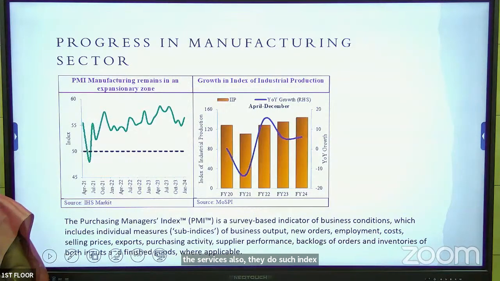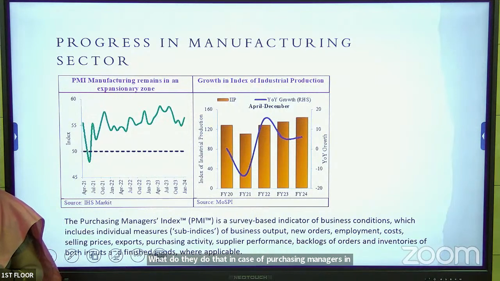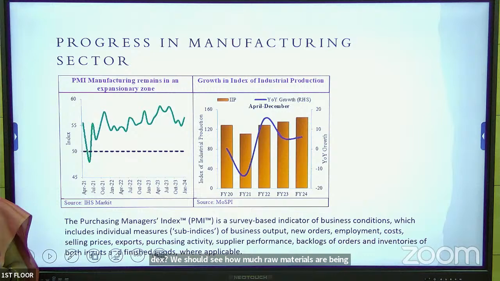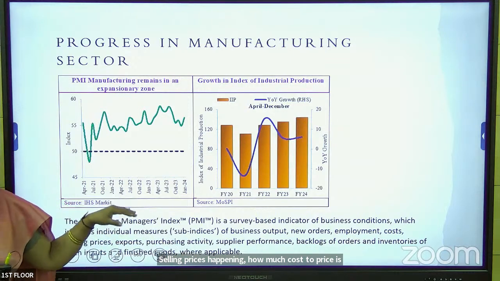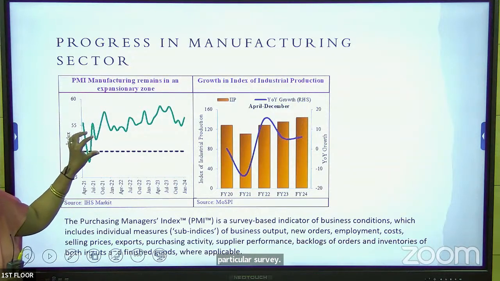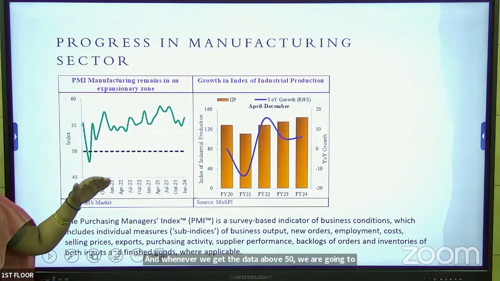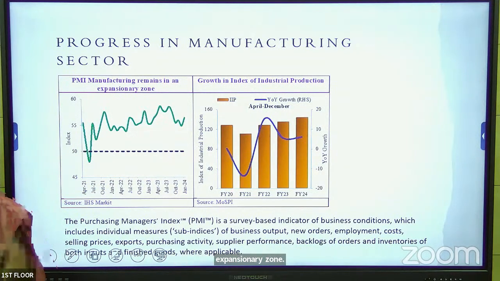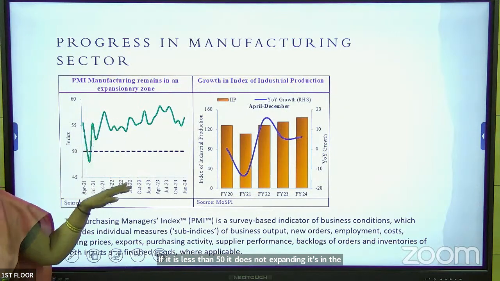What do they do? In the case of the purchasing managers index, we look at how much raw material is being bought, how much output is going out, how much selling price is happening, how much cost price is happening. New orders, employment, everything is involved in this survey. Whenever we get data above 50, we say the manufacturing sector is in an expansionary zone. If it is less than 50, it is not expanding, it's in the contractionary zone. 50 is the normal thing, not high or low.